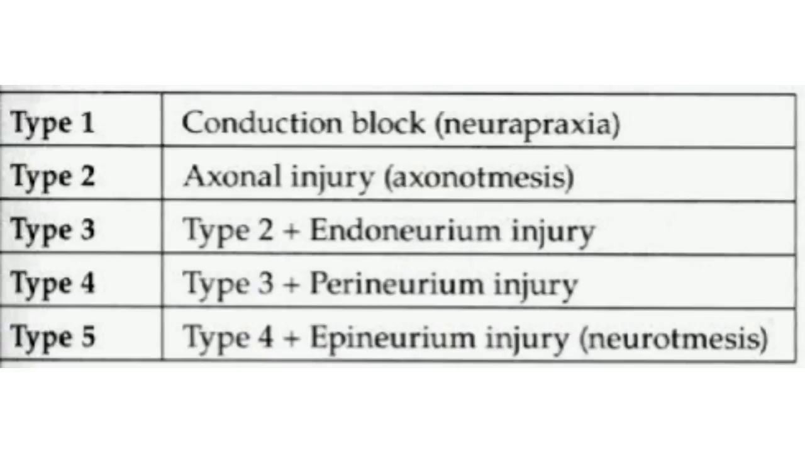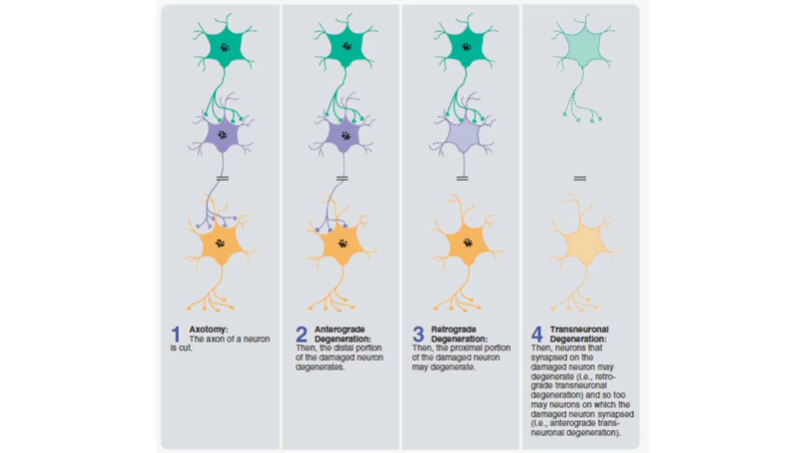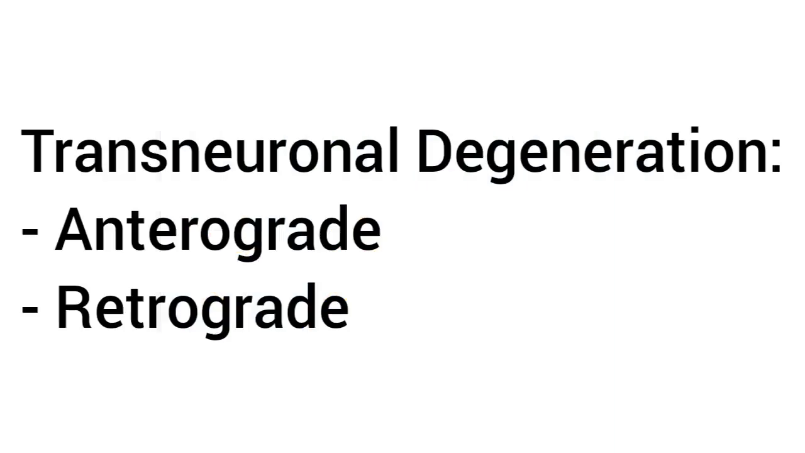In neuropraxia, there's conduction block, and in axonotmesis, axonal injury takes place. In neurotmesis, in type 3, there is endoneurium injury, in type 4, there is perineurium injury, and in type 5, there's epineurium injury. Nerve degeneration has 3 types: Wallerian or anterograde degeneration, retrograde degeneration, and transneuronal degeneration. It could be anterograde or retrograde.